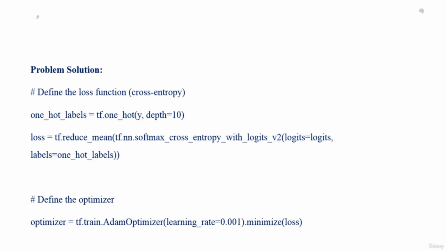How code is working. The cross-entropy loss is computed using TensorFlow's tf.nn.softmax_cross_entropy_with_logits_v2, which compares the predicted logits to the true labels. The Adam optimizer is used to minimize this loss through backpropagation.